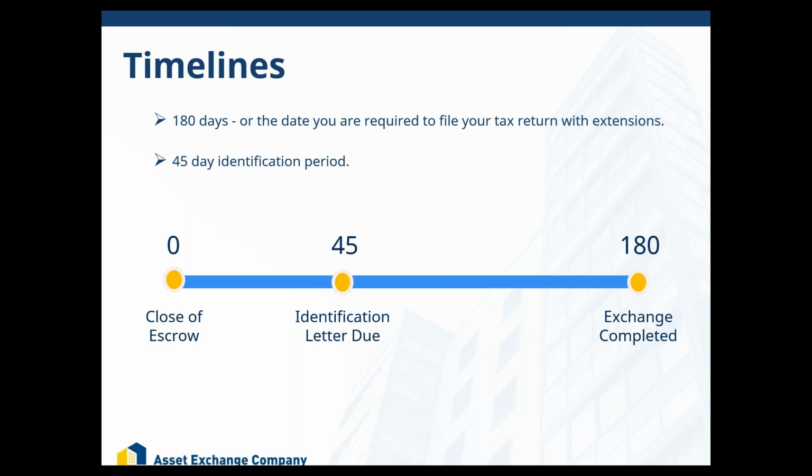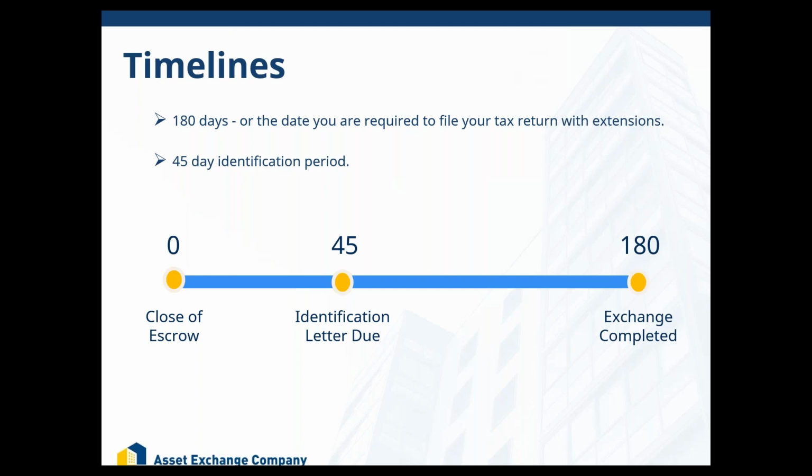Basically, it's going to have some blank lines on it, but it's going to have to be specific to a property address or addresses. Client's going to have to fill that out, sign it, get it back to us by midnight of the 45th day. That's how they will formally identify their replacement property. They're going to do it to us, the qualified intermediary, the QI.